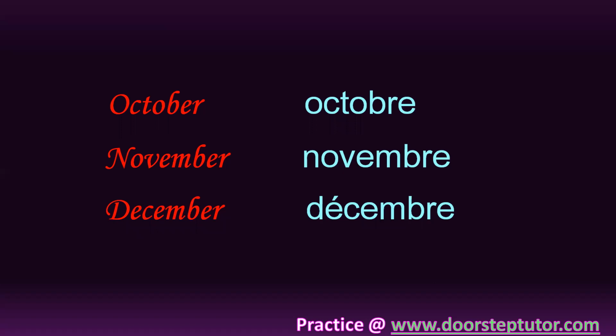Okay, very good. So what we did today was the 12 months of the year. We'll just once again repeat, because pronunciation is very, very important in French. Okay. So first we had janvier, février, mars, avril, mai, juin, juillet, août, septembre, octobre, novembre, and lastly we have décembre. Très bien. Excellent. So that was all for today. In today's video, we learned about the 12 months of the year.